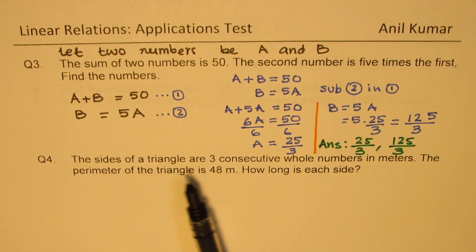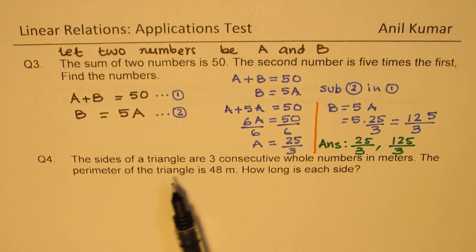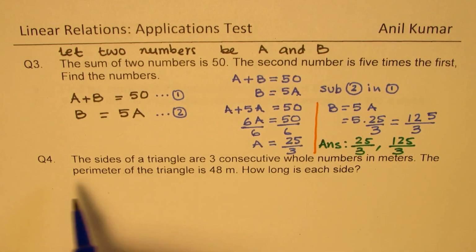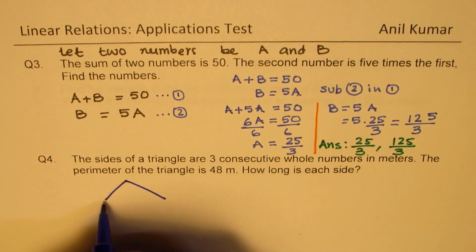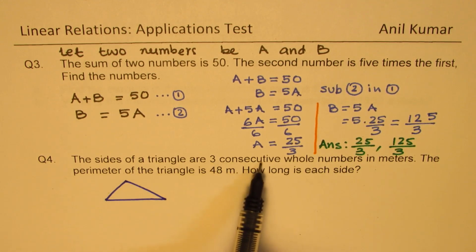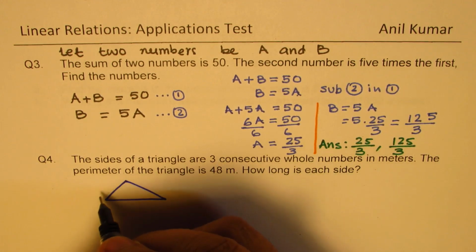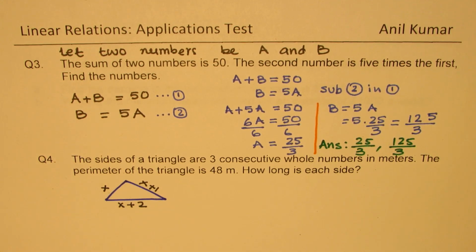The sides of a triangle are 3 consecutive whole numbers in meters. The perimeter of the triangle is 48 meters. Sometimes you may draw a diagram. So let's say we have a triangle, right? So all sides are different. We're saying that the sides of the triangle are 3 consecutive whole numbers. Now consecutive means if one is x, the other one is x plus 1 and the third one will be x plus 2. So these numbers are the consecutive numbers, correct? So that is how we have defined it.